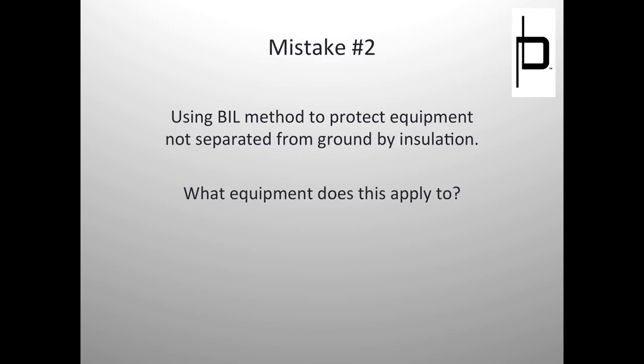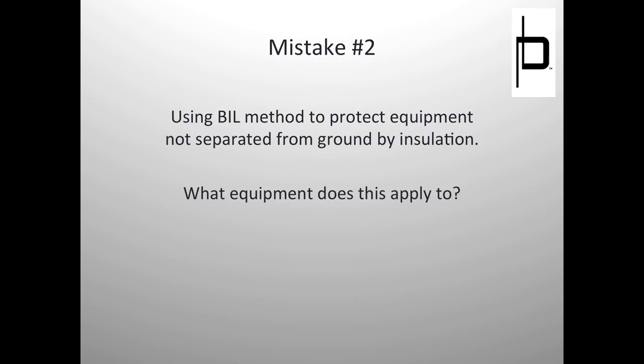Mistake number 2: using the BIL method to protect equipment not separated from ground by insulation. So remember, the BIL is the insulator, and we use the BIL method to help us determine the stroke current that's associated with flashover of that BIL. And then from there we determine our sphere radius. So what about equipment that doesn't have a BIL? Is there some equipment that doesn't have a BIL? Can you think of anything? How about the tank of the transformer? The transformer has a BIL, right?